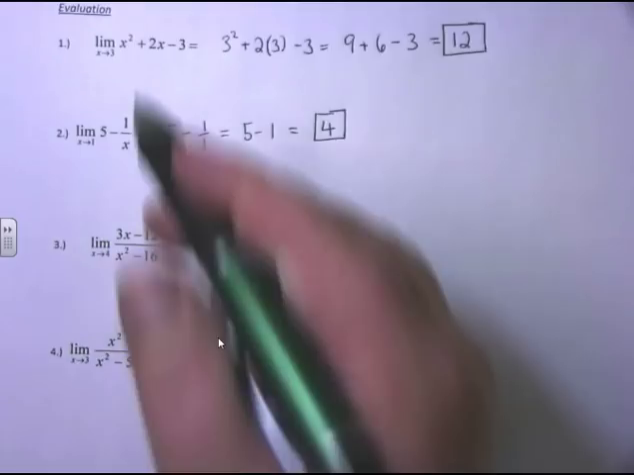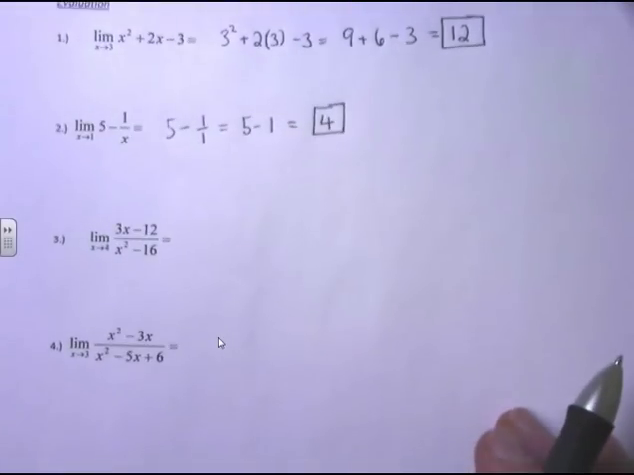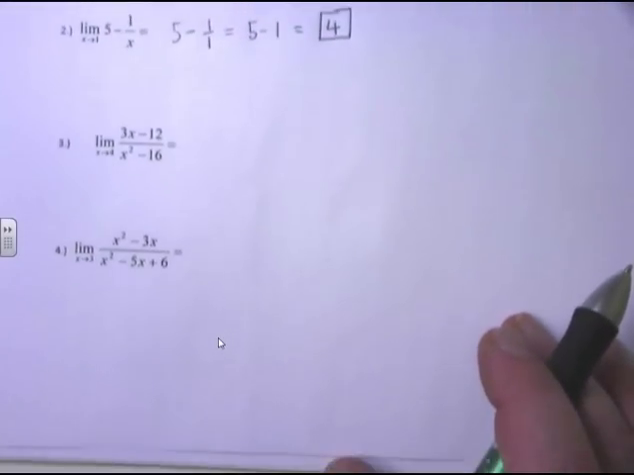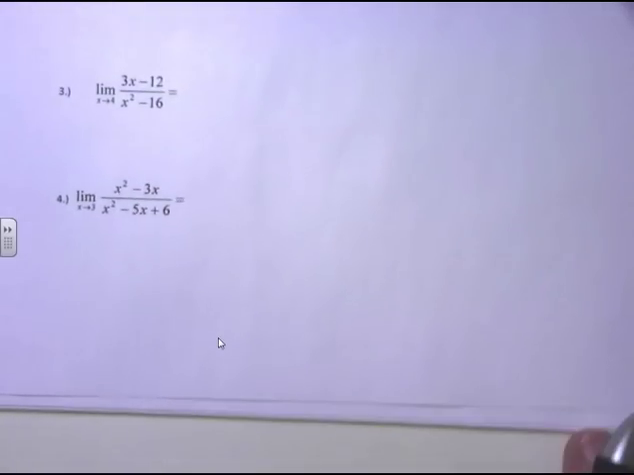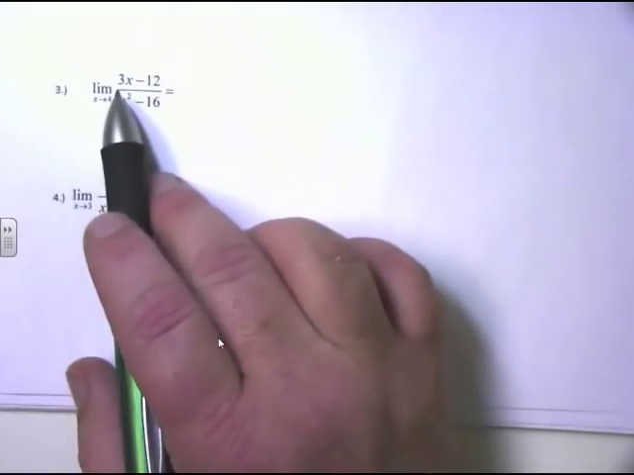However, these first couple of examples are quite simple. Plug in a number, you get a number, you're done. What happens if we plug in a number and actually have a problem? Let's take a look. Here we go.